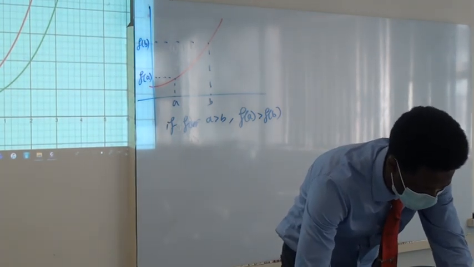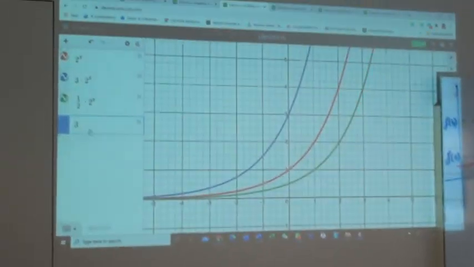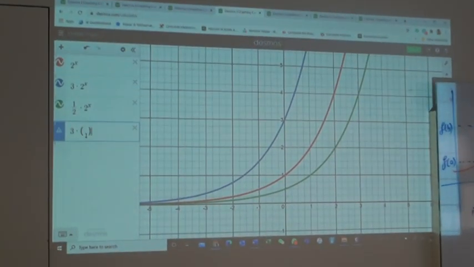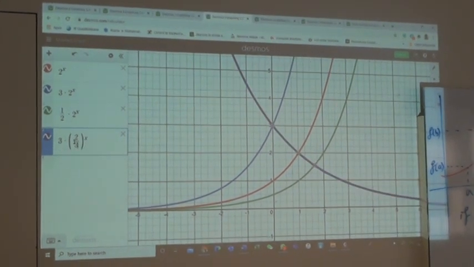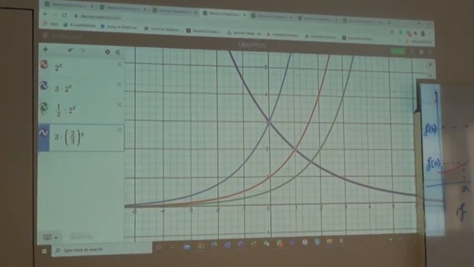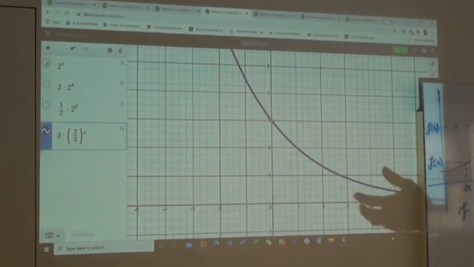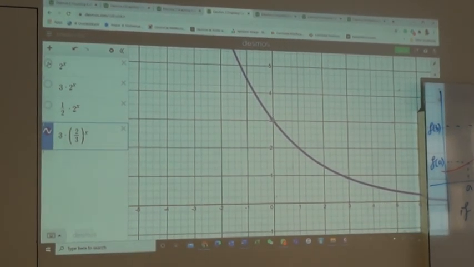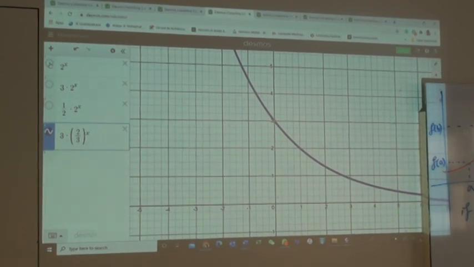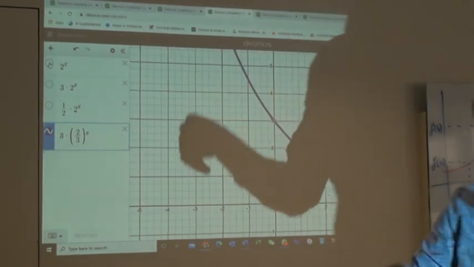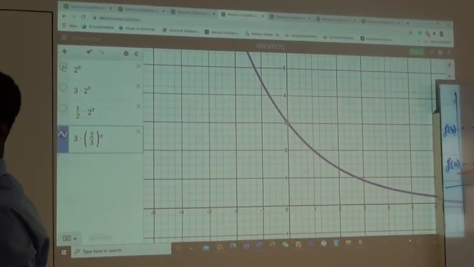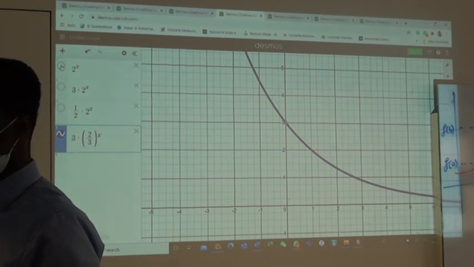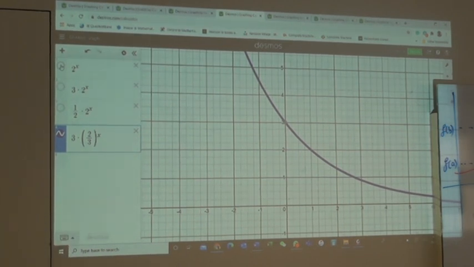P greater than 0, so I could have 3. Are you with me? Yes. A is a fraction, so let's say 2 over 3. What do you notice? It's decreasing. Can you see that? You have a decreasing function. So that will be the conclusion for this one. So this is going to look like this. So here we will say the function is decreasing.